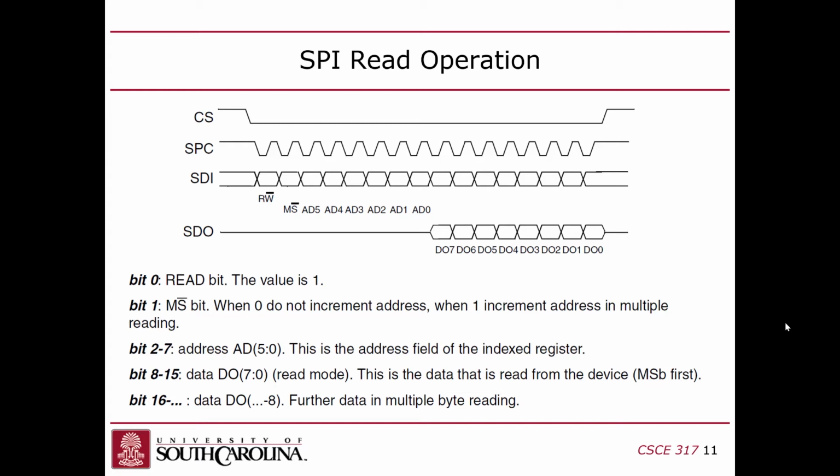Below the chip select, you've got the clock, and the clock should be going through 16 periods. Why 16? Because there are 2 byte exchanges, and each byte exchange requires 8 cycles, so there are 16 cycles in total.